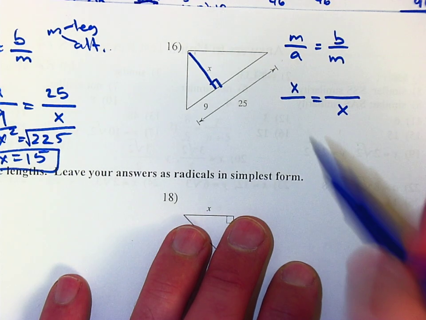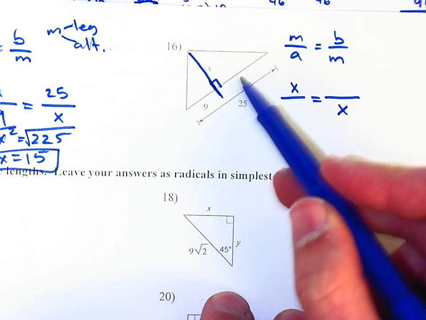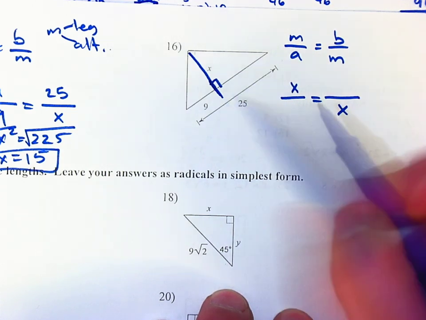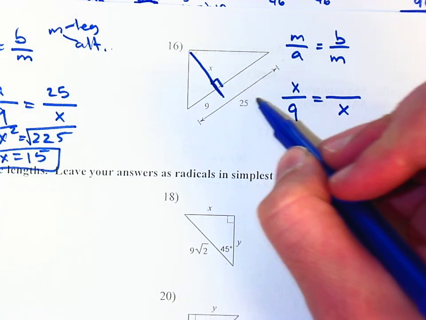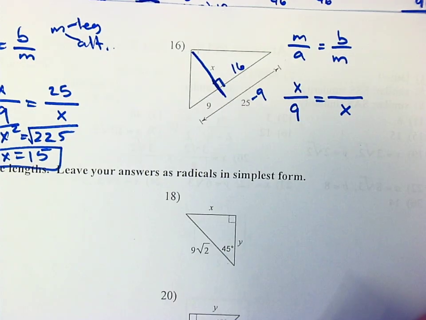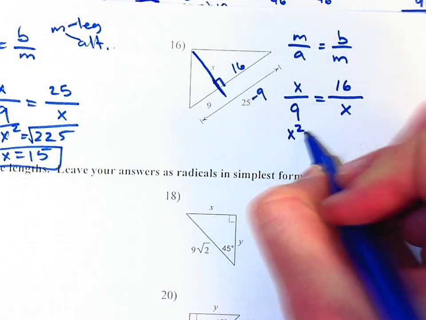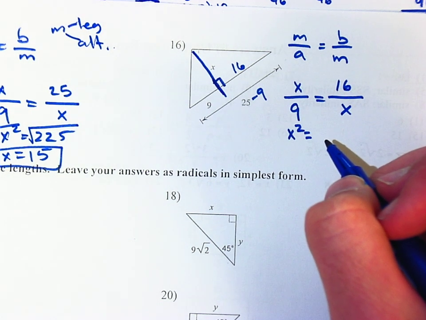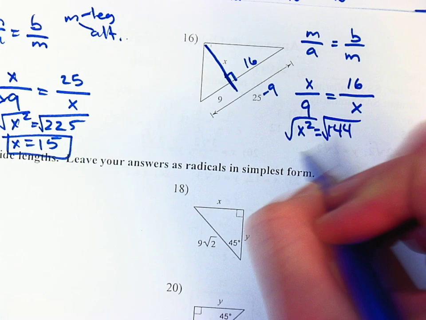Now, when the altitude is our mean, remember it splits this side into two pieces. So we need this piece and this piece. Well, they already gave us the smaller piece, it's 9. And to find this other piece, we take 25 minus 9, and we get 16. So that's the other piece we're going to use. So x squared equals 9 times 16, which is 144. So x is 12.